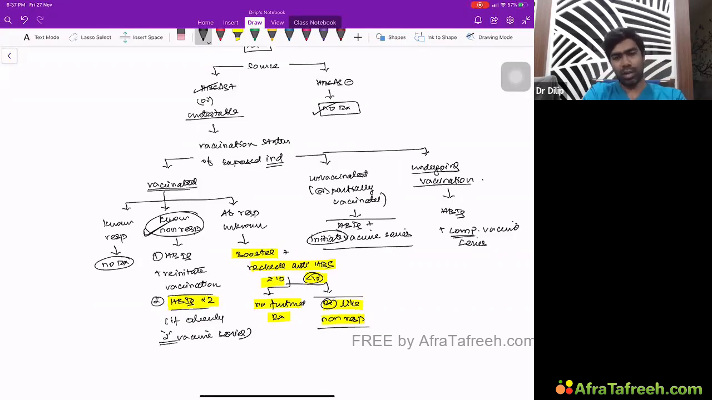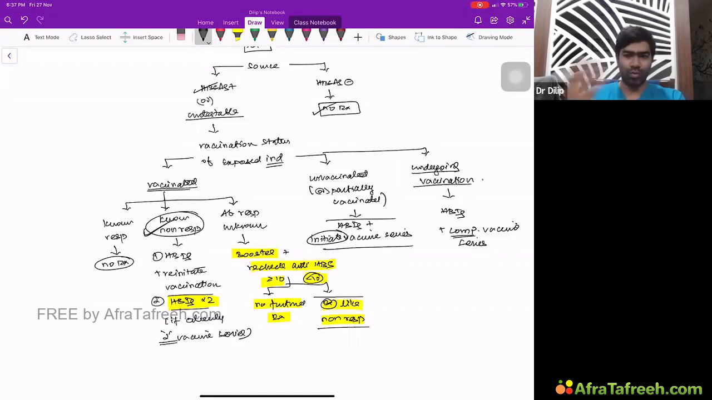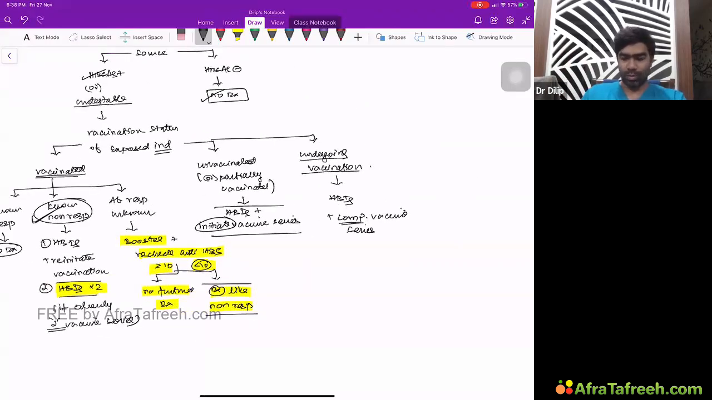If the patient is undergoing vaccination right now, you're going to give a hepatitis B immunoglobulin and just complete the vaccine series. Whatever doses are due now, complete that vaccine series. That is enough. So this is how you manage post-exposure prophylaxis.